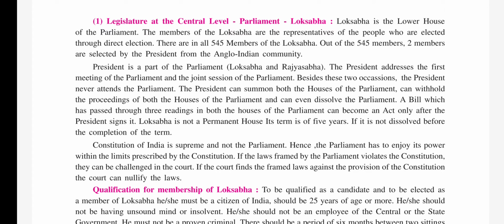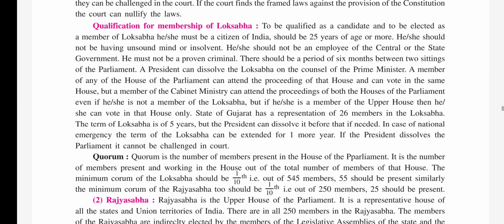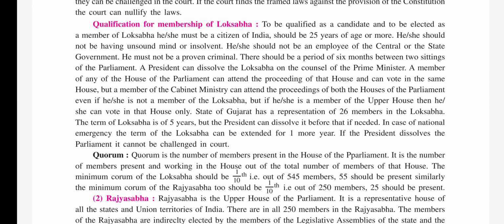Now let's discuss the qualification for the membership of Lok Sabha. To be qualified as a candidate and to be elected as a member of Lok Sabha, he or she must be a citizen of India and should be 25 years of age or more. He or she should not be of unsound mind or insolvent.